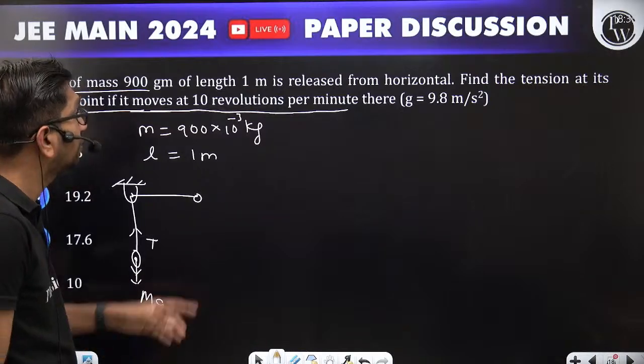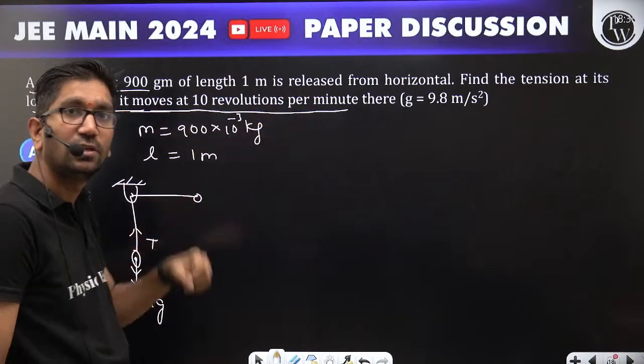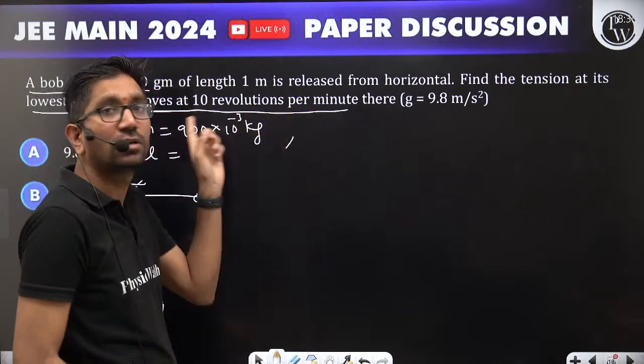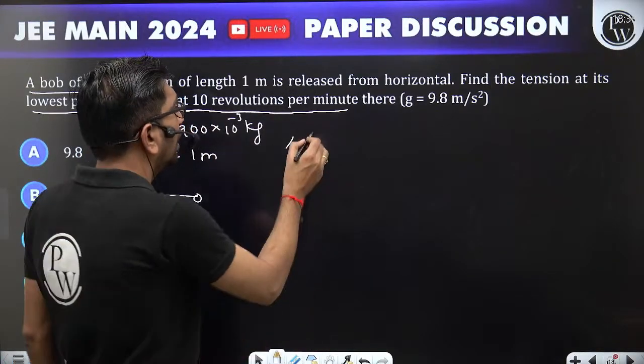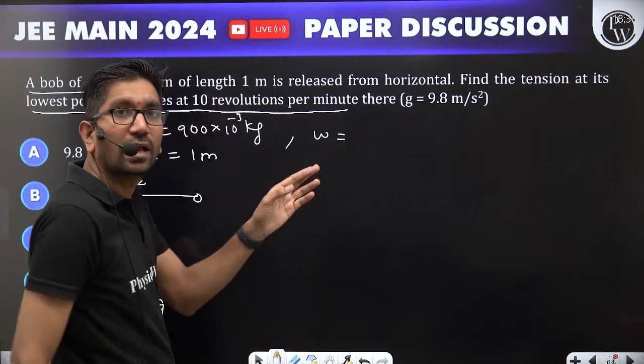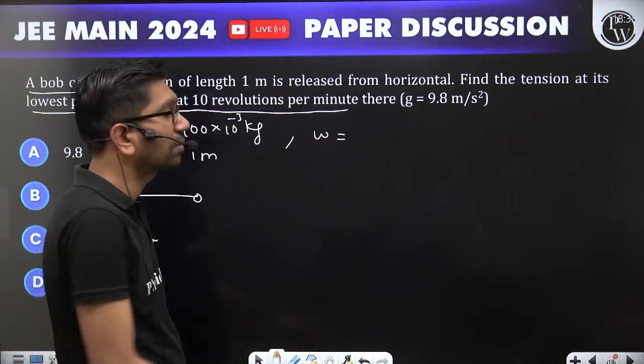In addition to this, he gave some data for us. It is a frequency he gave. We can convert it into angular frequency, angular velocity. What's the angular velocity formula?